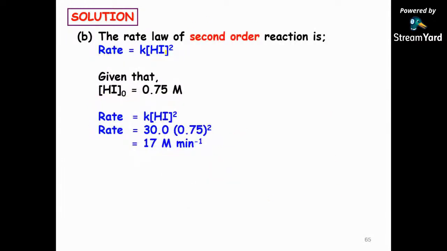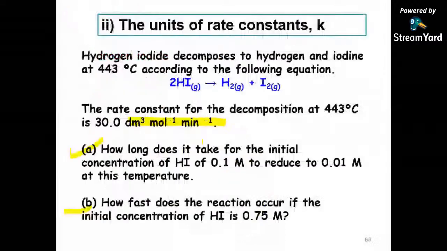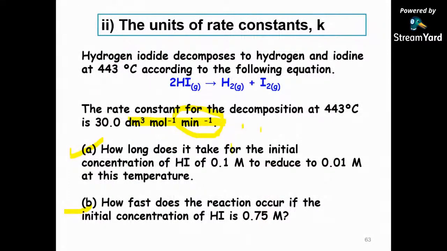Same for here. Since you know the order of the reaction already, you just substitute everything and then you can get the value for rate and the unit for rate, molar per minute. Why per minute? Because the question given here is per minute. The time unit depends; it can be second, minute, hour, week, year, century also can. No problem.